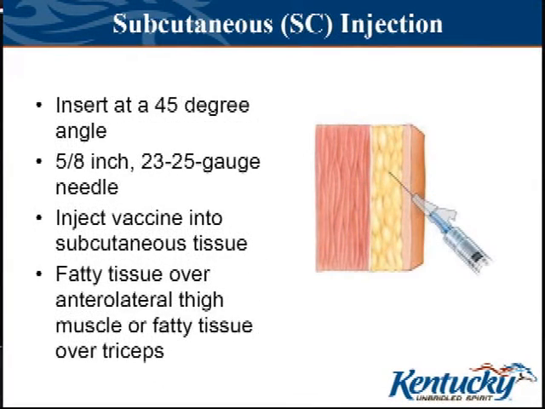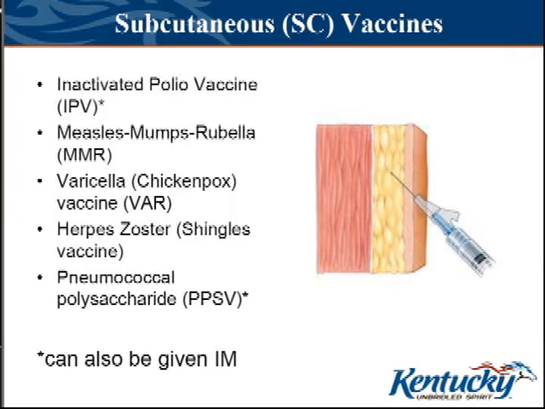And then we have subcutaneous injections. These are the ones that we insert at a 45-degree angle, and you can use your 5/8-inch needles on these, and they're just going to be injected in the subcutaneous tissue. And you can use the fatty tissue over the anterolateral thigh, or the fatty tissue in the back of the tricep. And these are the subcutaneous vaccines that we administer.